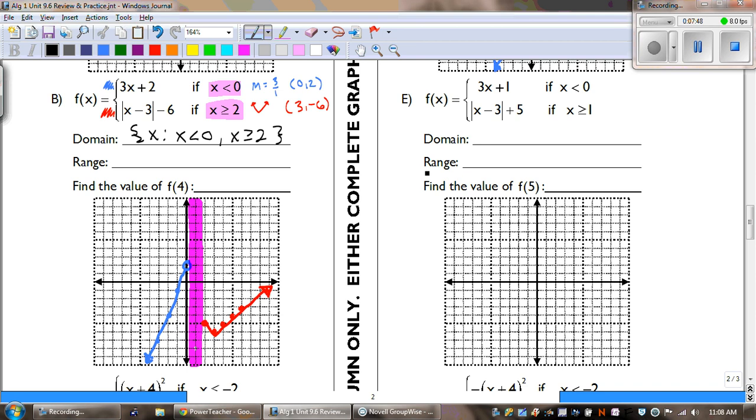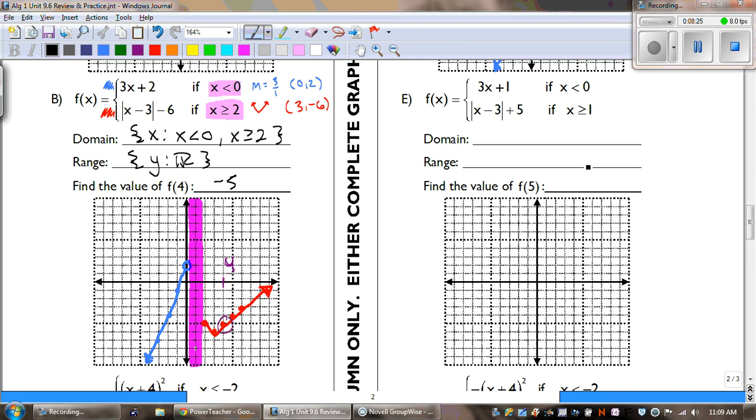Okay, what about our range? Well, our blue graph is going down, and our red graph is going up. So what that tells me is that there's no limits for the range. It's all real numbers. Okay? And then when f is 4, when we're plugging in 4, what's our answer? Good, negative 5.